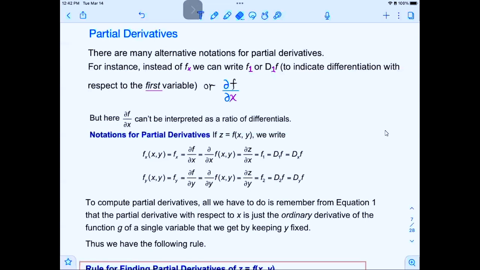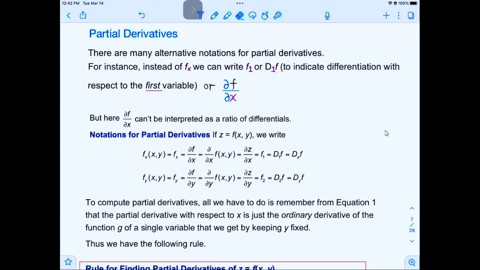And also you can put the fx here. That stands for partial derivative function with respect to x. And you can also put f1 here. That indicates because x here is the first variable. Okay. And then you can put D1 and then f over here. They stand for differentiation with respect to the first variable. Okay, and those are the equivalent notation, all of them. Okay, and then for the y here, y is the second component, the second variable. Then we put a 2 here, 2 here. Those are equivalent notation.